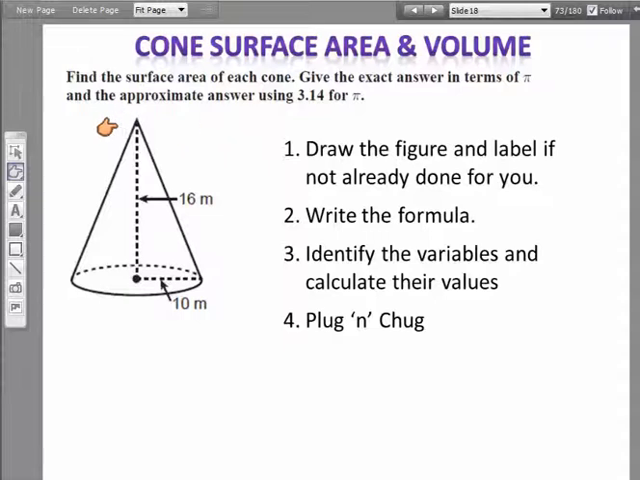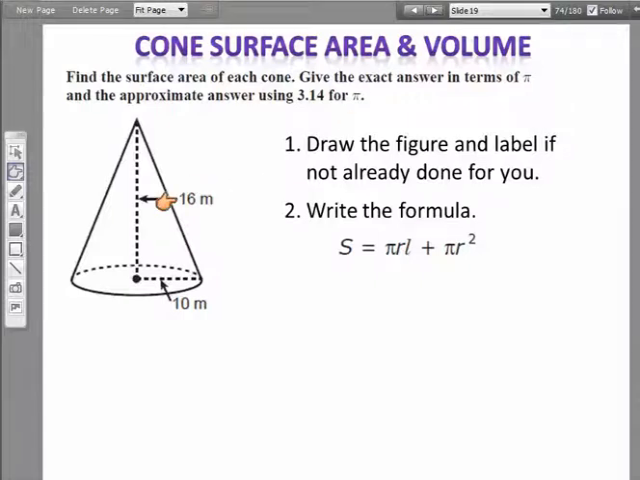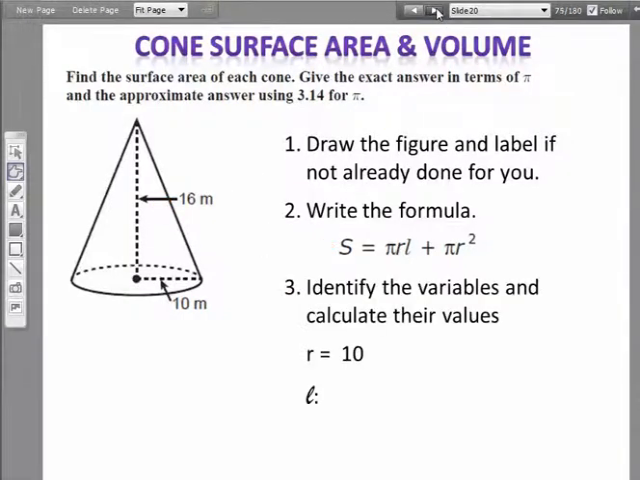Alright, on this one, again, we're going to find the surface area. We're going to give the exact answer in terms of pi and figure out the approximate value using 3.14 for pi. Okay, and remember the steps I told you to take. And this is for any problem, whether it be a prism, a pyramid, a cylinder, cone, whatever. You can use these same 4 steps. We've already got the figure, so we're going to write out the formula. We're going to identify the variables and calculate their values.